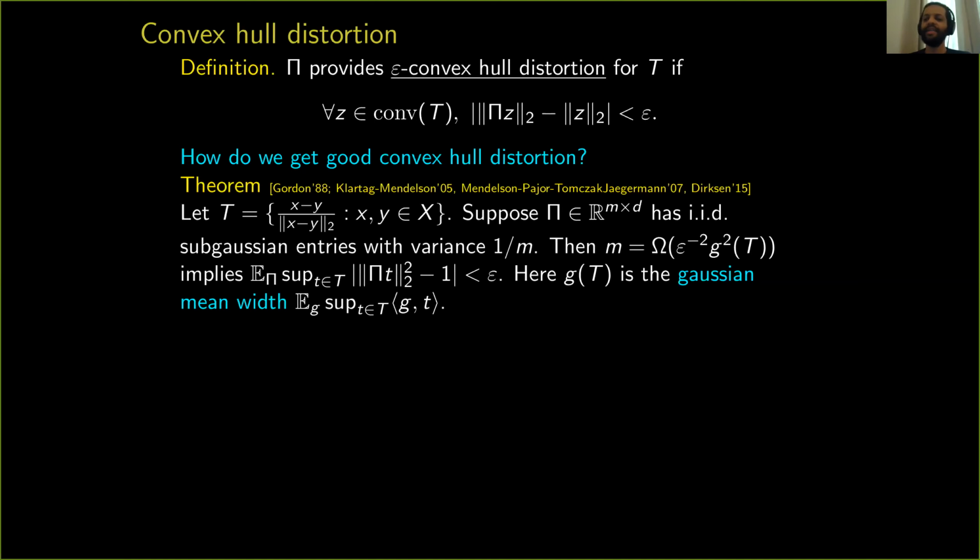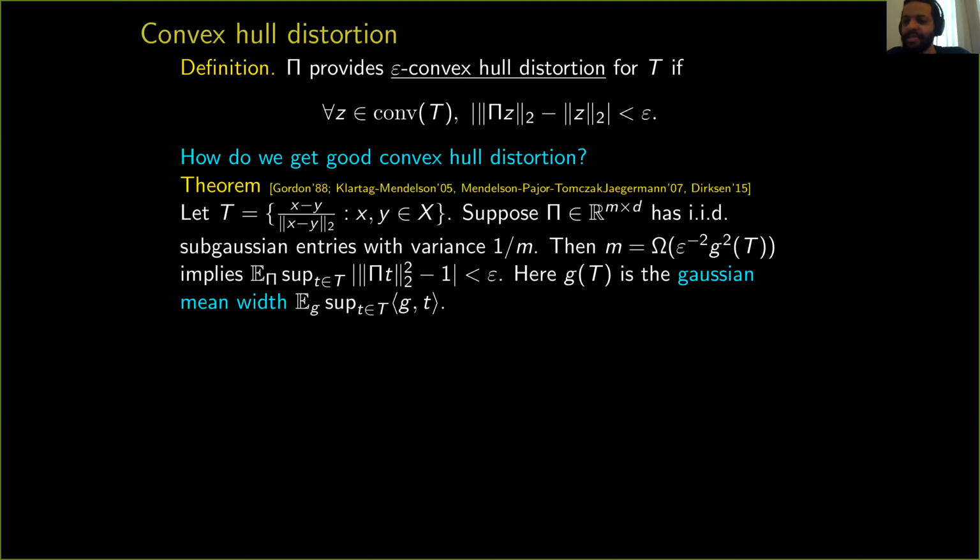And the insight here really is that the Gaussian mean width of a set of vectors, as well as the Gaussian mean width of their convex hull, is the same. So the Gaussian mean width of the convex hull of a set of vectors is also at most root log n. That basically is enough to argue that if you take a random pi that has Gaussian entries, not only does it have low distortion on a point set, but it also has low convex hull distortion by this theorem.